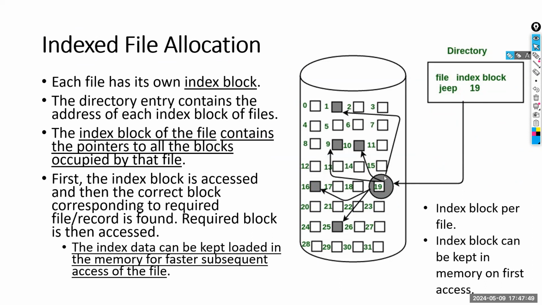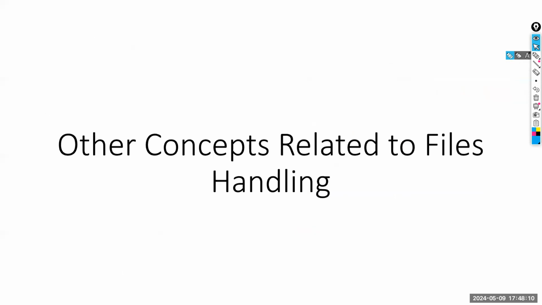And sometimes this index block can be kept in the memory because it's so frequently used by the OS. Of course, you also have the index block on the disk, but most of the time this index block is kept in the memory as long as you use that particular file. Again, index block per file, okay?